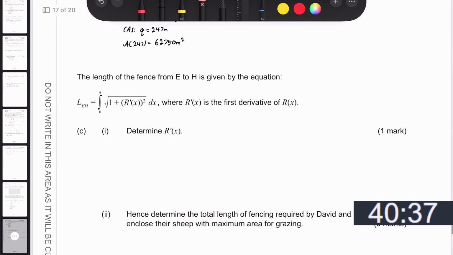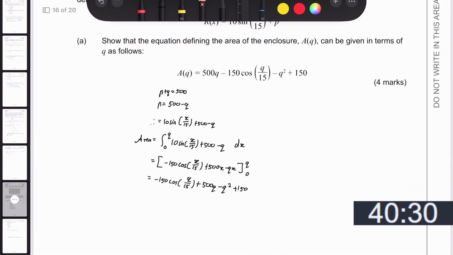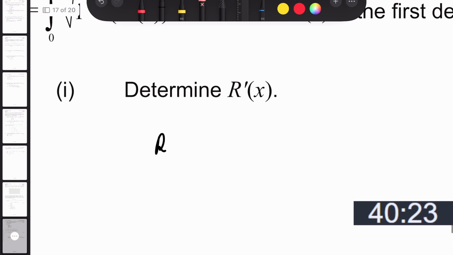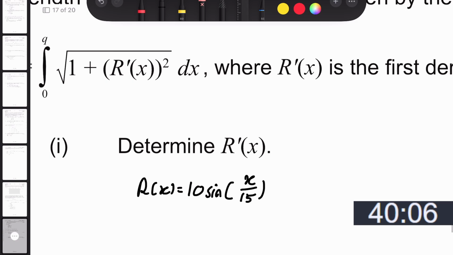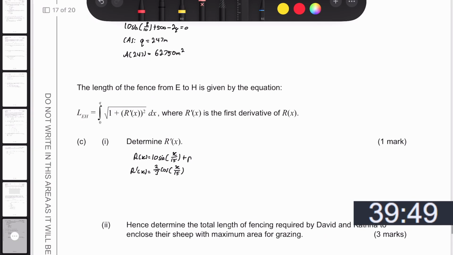Okay, the length of the fence EH is given by that. R dash is the first derivative of R of x, so R of x is 10. Just rewrite R of x down here. And sine of x on 15 plus p. So then R dash of x is going to be 10 on 15, so 2 on 3 cosine of x on 15. P is a constant, so we will leave that as that.